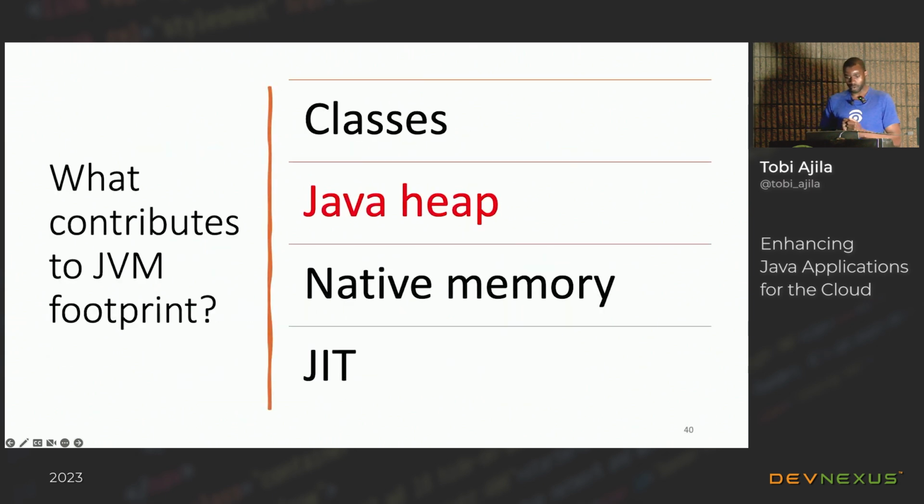Okay, so next is the Java heap. Java heap, of course, is where most of the object allocation occurs. The heap can be configured, like the size of the heap, the heap limits can be configured so that it restricts the heap expansion. And this could be a way to reduce your footprint. However, this does come at a cost of throughput.